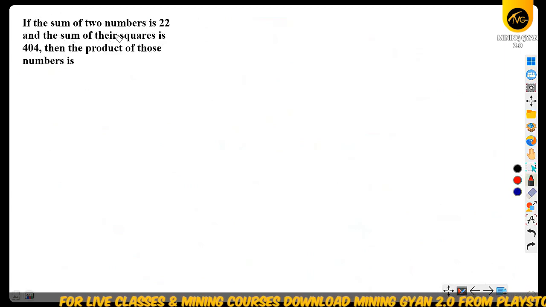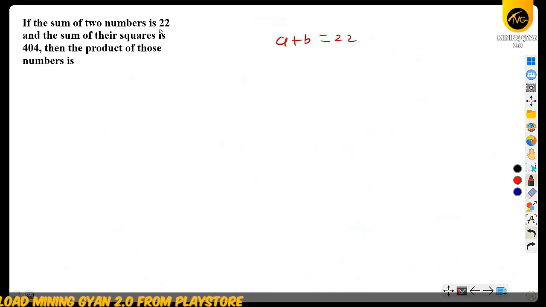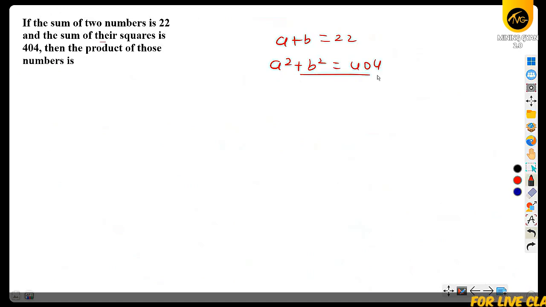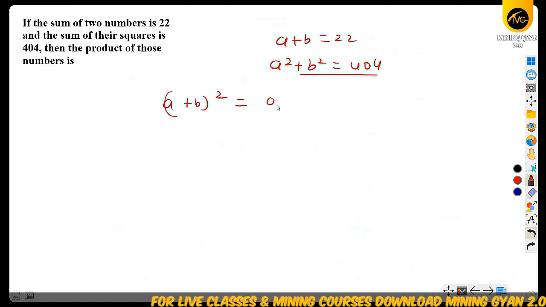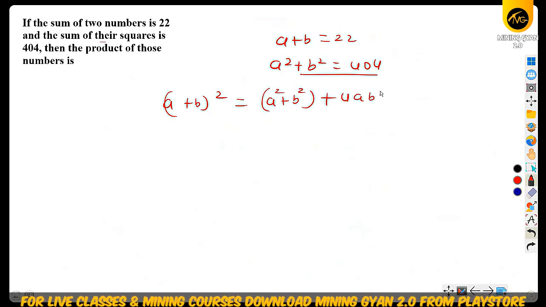If the sum of two numbers is 22 and the sum of their squares is 404, then the product of those numbers is. Okay, A plus B is equal to 22. The sum of the two numbers is 22, and the sum of their squares, A square plus B square, is equal to 404. Right. So basically, you can use the formula A plus B whole square is equal to A square plus B square plus 4AB.